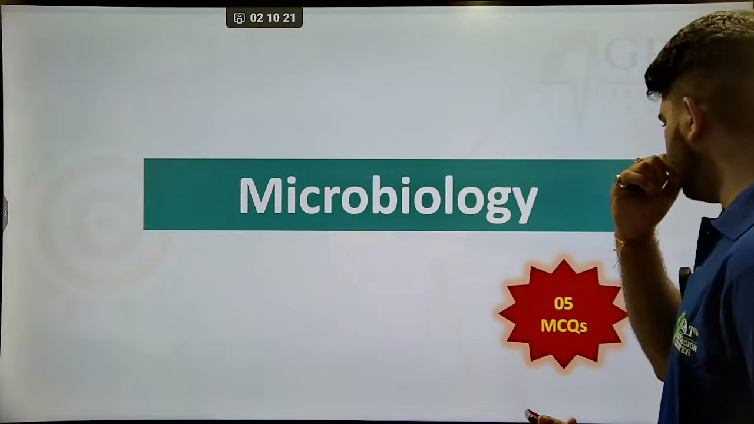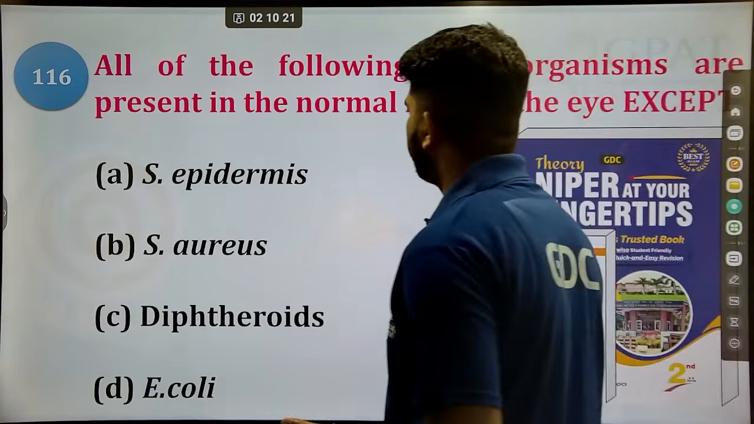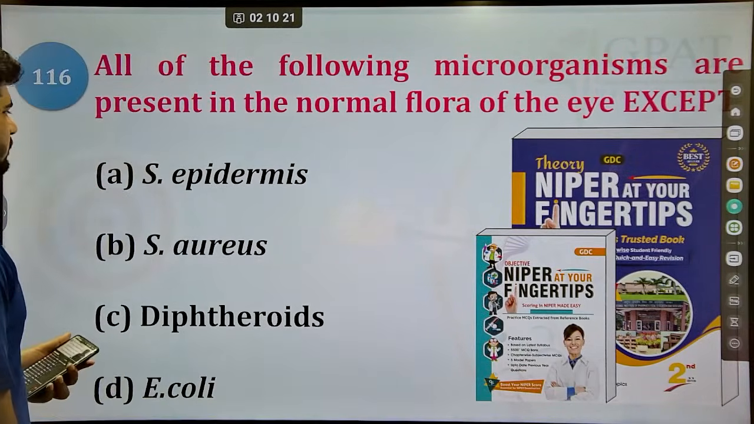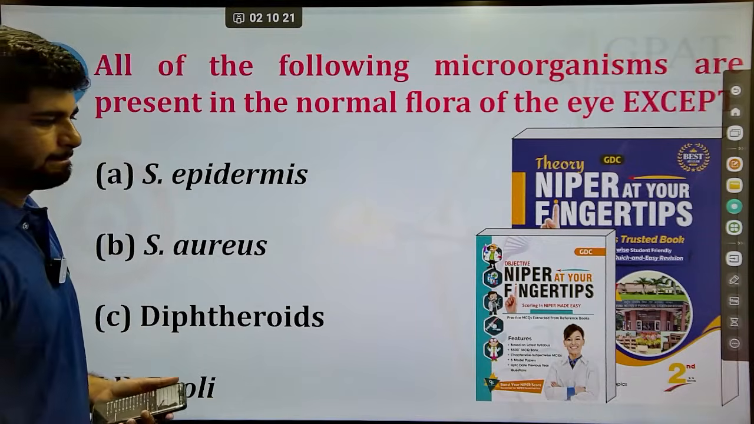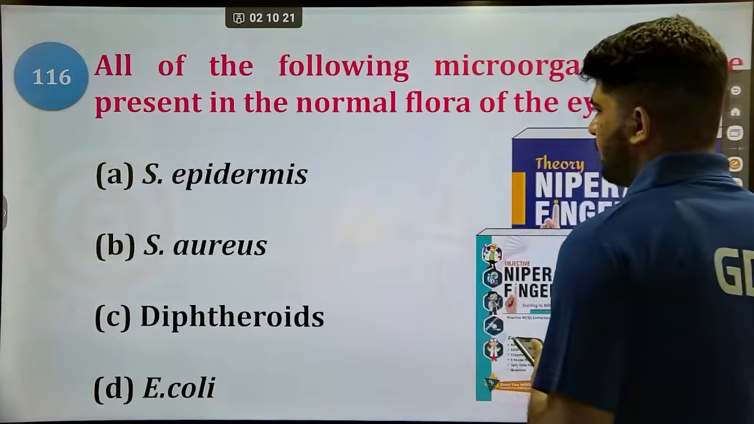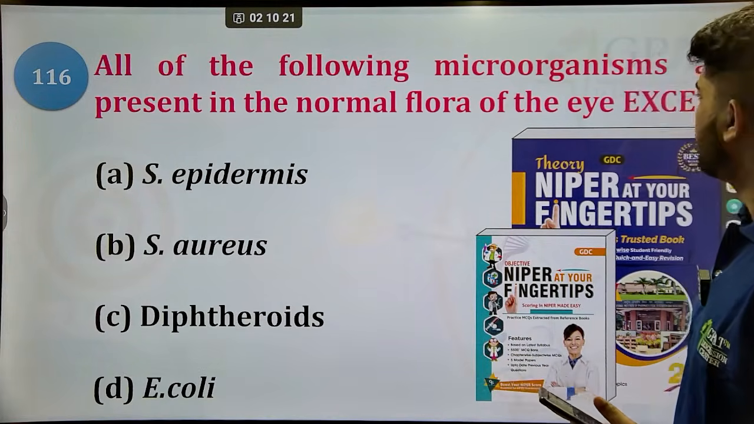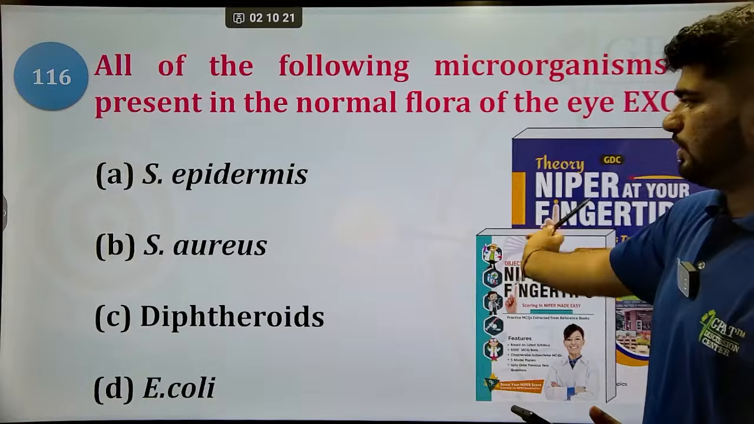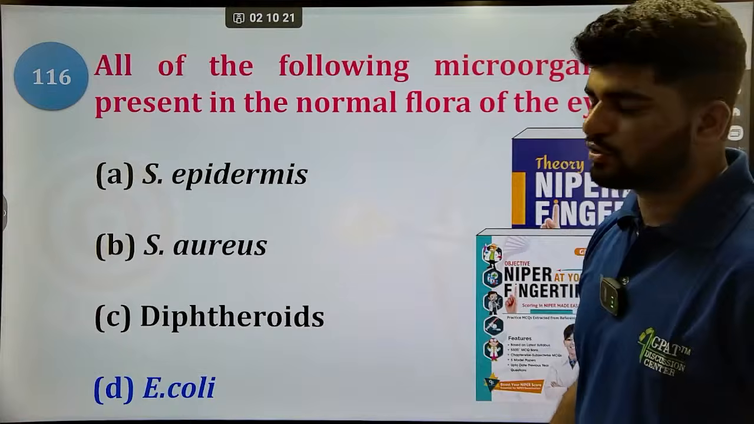Microbiology, 5 MCQs. All of the following microorganisms are present in the normal flora of the eye except: epidermidis, aureus, diphtheroids, or E. coli. What's that, guys? Normal flora of the eye except, obviously that would be your E. coli. If E. coli is there, you will have an eye infection.